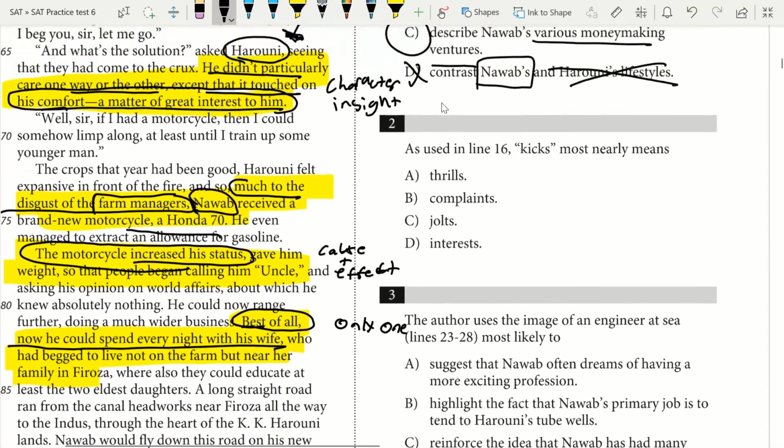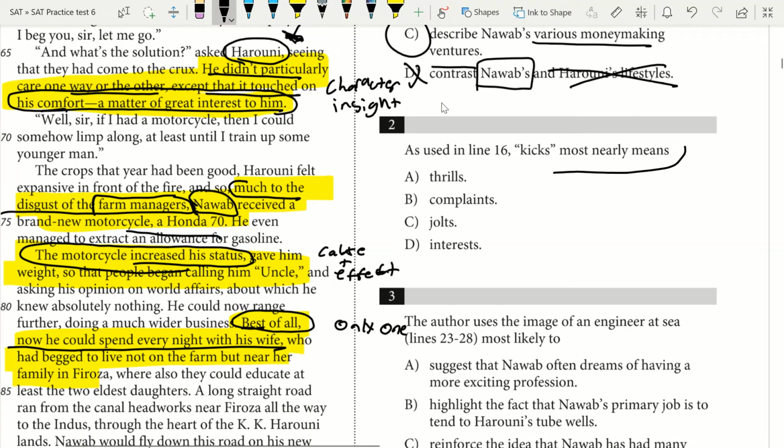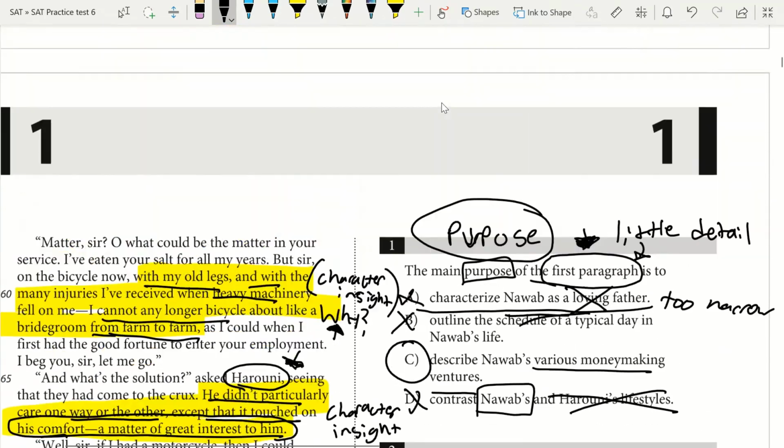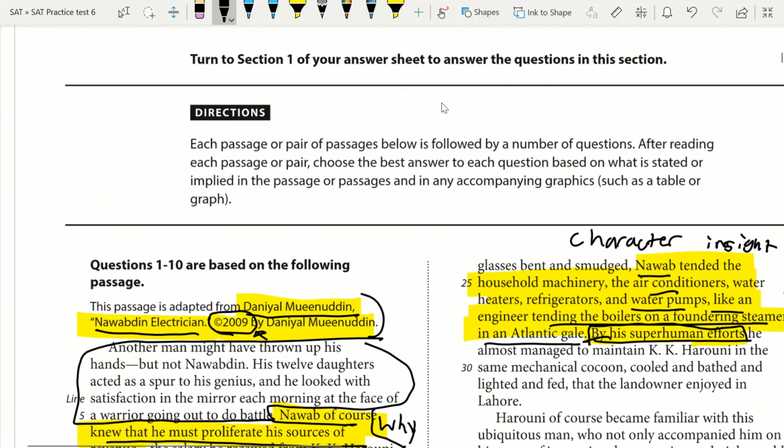All right, 2, as used in line 16, Kicks most nearly means. Anytime we have a most nearly means question, we know it's a words in context question. So really evaluating our ability to interpret what a word means in the context of the passage. In this case, it's kicks. So anytime we have a words in context question, what I do is I find the line that it's referring to. I read what word it is, then I go find it, and I come up with my own answer choice first, because by doing that, it helps me to avoid getting stuck between two, and it really helps me make sure I'm paying attention to context more instead of synonyms.